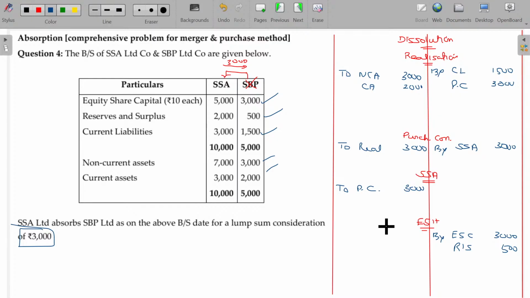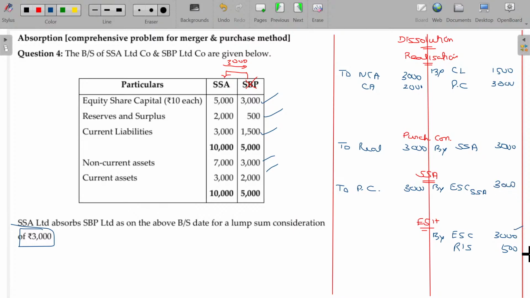As the pooling of interest method is asked, you are aware about that. The purchase consideration should be paid off only by the equity shareholders, in equity share capital form. Whether it's stated clearly or not how the purchase consideration is settled, you can guess this way. Usually the purchase consideration is paid by way of equity share capital. So by equity share capital of SSA, 3,000.